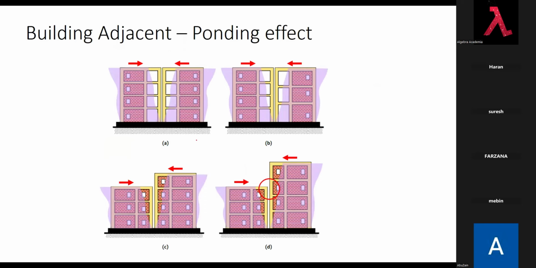The building adjacent. This building will have a different time period, and this building will have a different time period. Both buildings are not going to stay together like a railway track. They will not behave the same. They will behave differently, obviously. So when it is shaking, this part will get damaged.